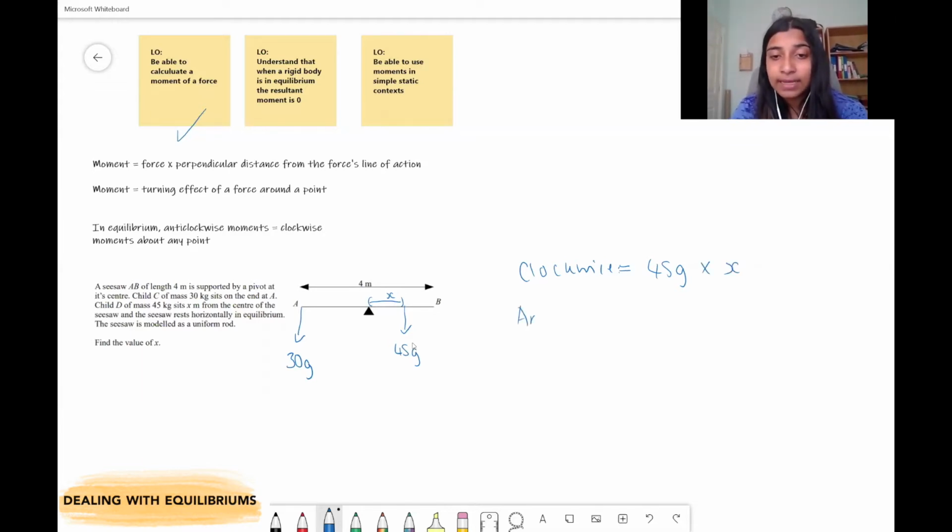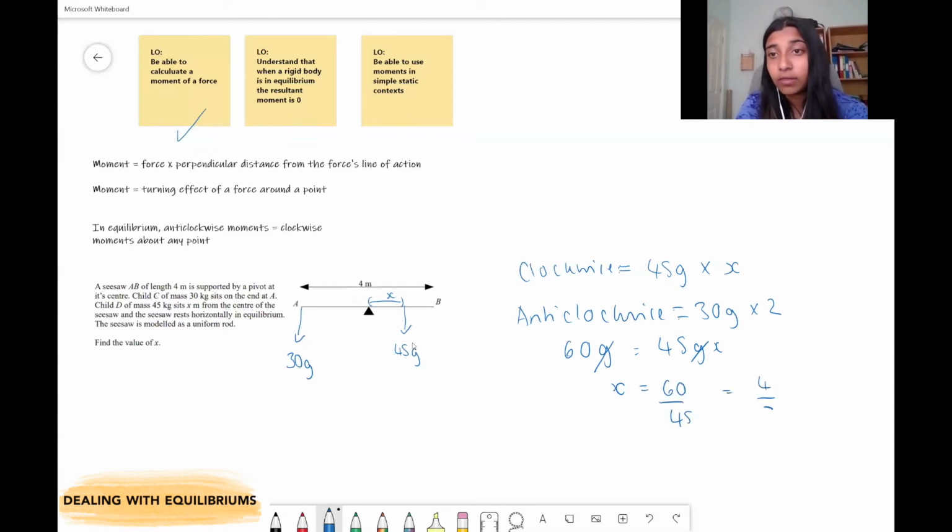So now if we work out our anti-clockwise moment, so that's for the child at A, we can say that our force is 30G, times our distance. Because this is at the center, the distance to A is just times 2. So now because we know it's in equilibrium, these will equal each other. So we could just say that 60G is equal to 45GX. We could cancel out our G's. So our X is just equal to 60 over 45, which is just 4 over 3 meters. And that's the answer to this question.